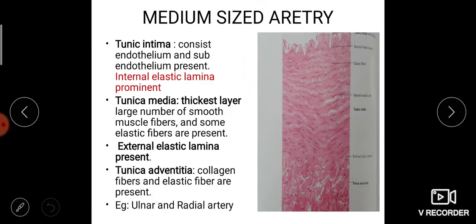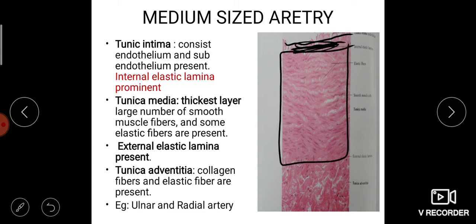Then the next is the medium sized artery. Again we have these three layers: tunica intima, media and adventitia. Intima consists of endothelium, then subendothelial connective tissue, and this is the tunica media. Since the medium sized artery has to contract, it consists of a major component of muscular tissue in the tunica media. So large artery has elastic tissue in the tunica media. Medium sized artery has muscles in the tunica media.